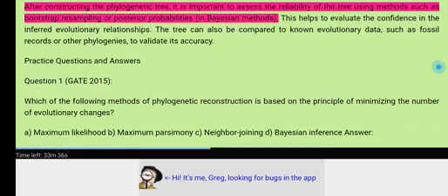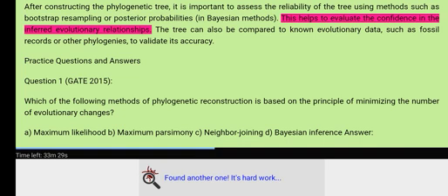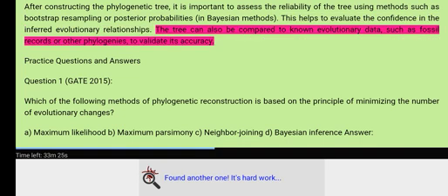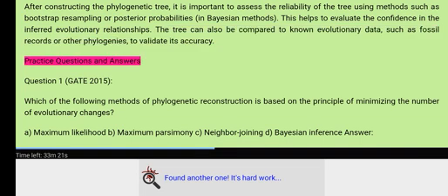Tree evaluation. After constructing the phylogenetic tree, it is important to assess the reliability of the tree using methods such as bootstrap resampling or posterior probabilities in Bayesian methods. This helps to evaluate the confidence in the inferred evolutionary relationships. The tree can also be compared to known evolutionary data, such as fossil records or other phylogenies, to validate its accuracy. Practice questions and answers.